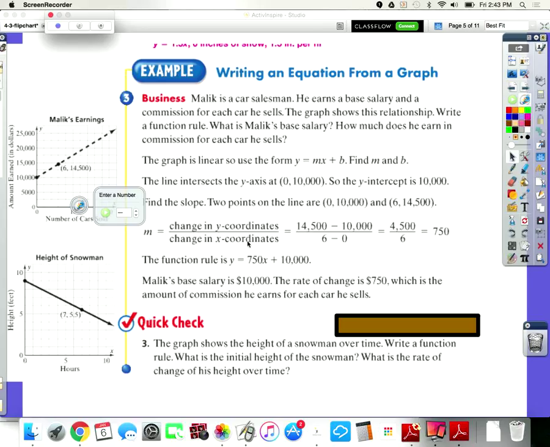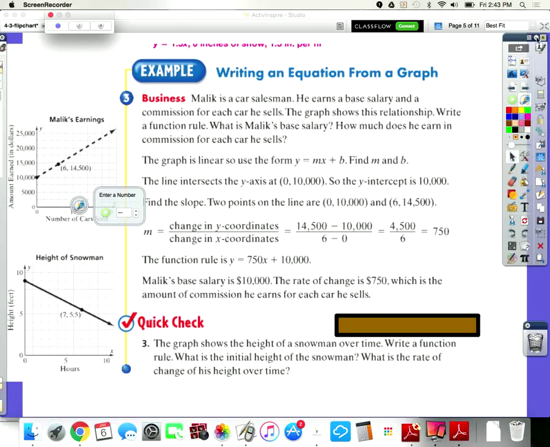I don't want you guys to get too excited, but not only can you find an equation from a story problem, not only can you find an equation from a table, but you can write an equation from a graph. No way.